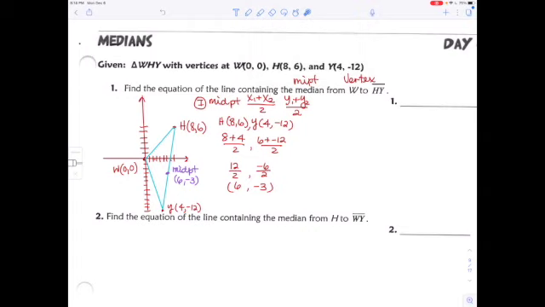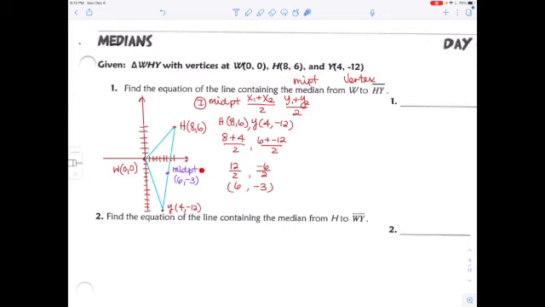Here's the midpoint formula using the points H and Y, because they want W to H and Y. Those are the 2 points. I find the midpoint. Don't forget that's x1 plus x2 divided by 2, y1 plus y2 divided by 2. When I simplify, I got 6, -3. So that's the first step, and then I plot it right there.